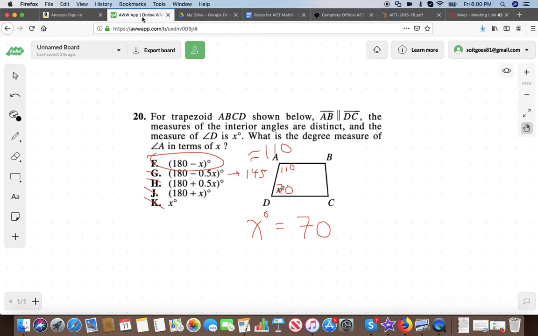I strongly recommend dealing with real values. Again, these are all drawn to scale. So if it looks like a 70-degree angle, it's a 70-degree angle. Looks like a 110-degree angle, it's a 110-degree angle. Good. All right.